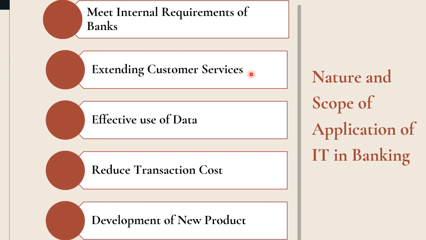But apart from accepting deposits and lending loans, the bank provides various types of services to the customers. Through internet banking and mobile banking, they are giving different types of services. Through ATM points, they are providing a variety of services to the customers, and it is happening very easily. They can extend these services to the customers, and it all is happening because of the application of information technology in the banking sector.